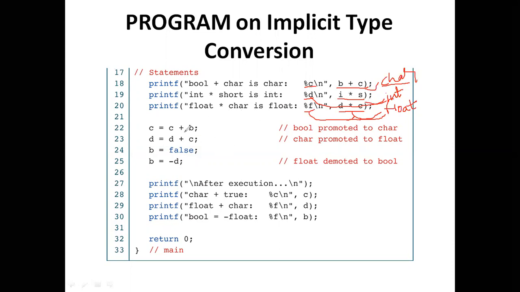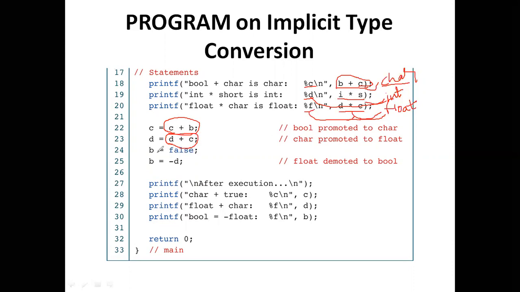And now we write the same statement in reverse, C plus B, instead of B plus C. Character plus Boolean is promoted to character itself, and character plus floating point is promoted to floating point.